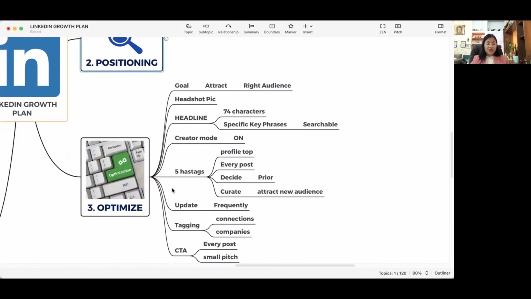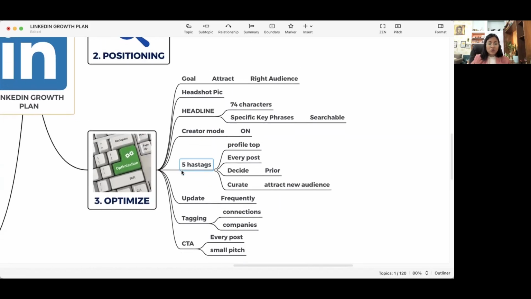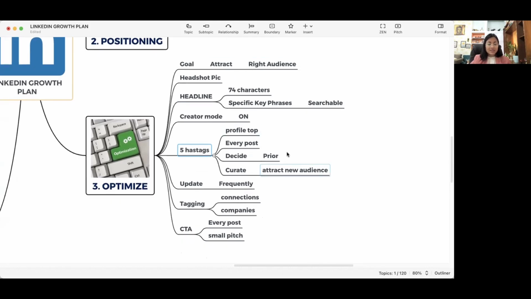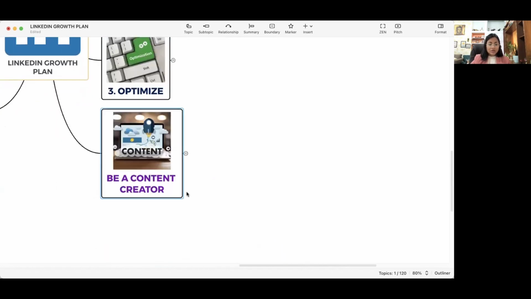Then optimizing. And what is the goal of optimization? It is to attract the right kind of audience for your LinkedIn page. For example, you need to have a good headshot picture of yourself. The headline should be within 74 characters. You should have at least 5 hashtags which should appear on your profile top. You should update your profile headline frequently. And at the end of every post, you can include a small pitch like how people can contact you. So once you have all of this in a mind map, you know exactly what to do and what is your way forward. That is about optimization.